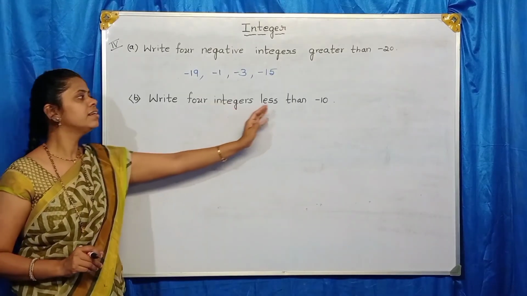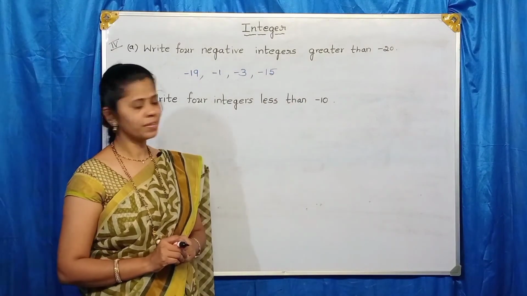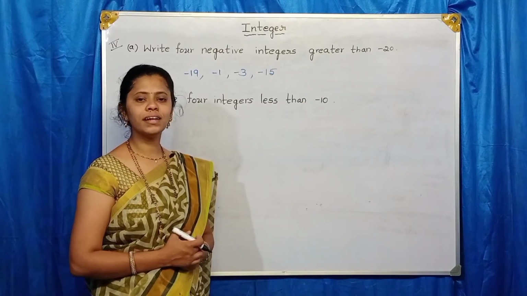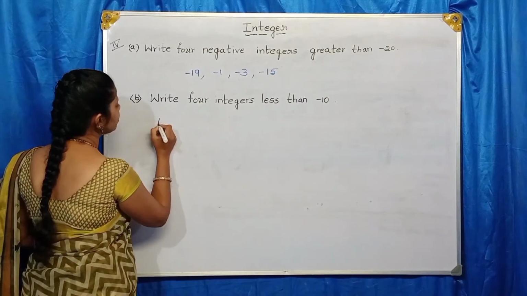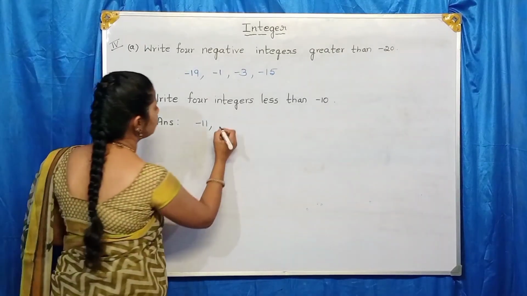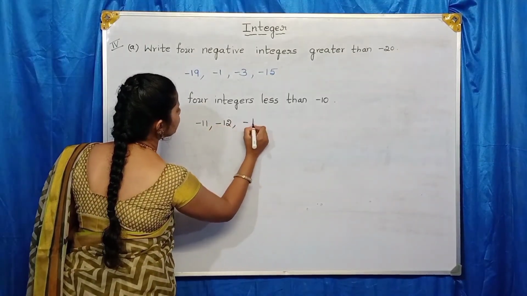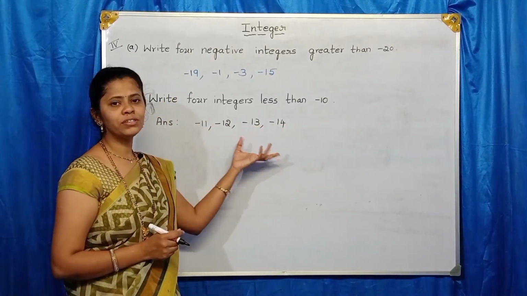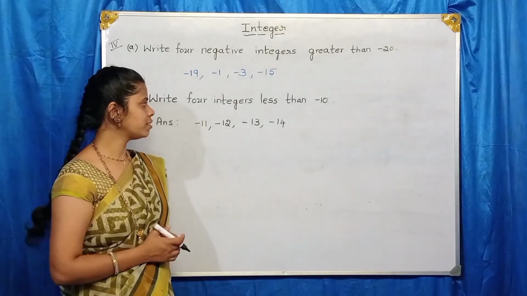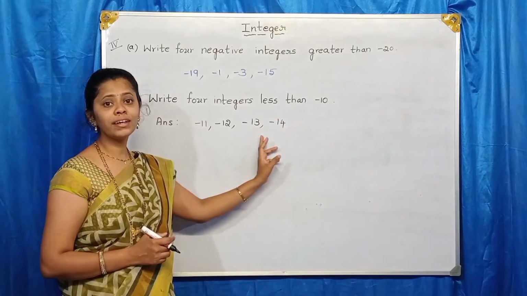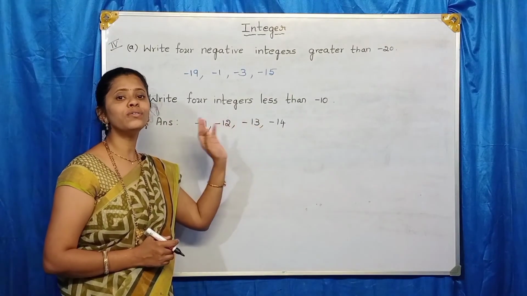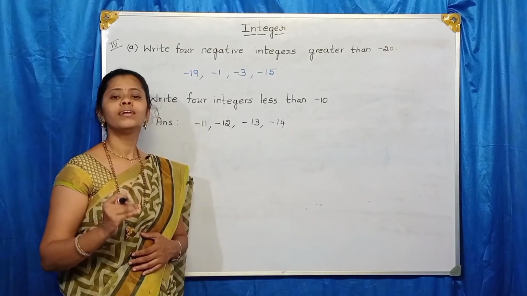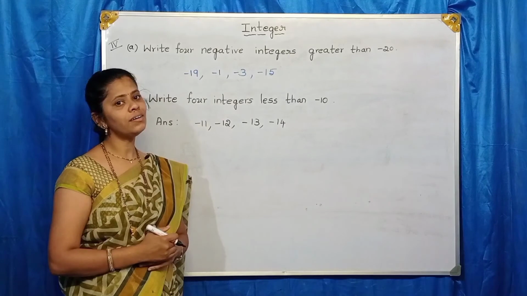Write 4 integers less than minus 10. Okay. Here we have to write the integers which are less than minus 10. So our answer is minus 11, minus 12, minus 13, minus 14. No need to write the same numbers. You can take any of your choice. But the numbers must be greater than 10 with a negative sign. Because the rule says that in a negative integer, greater the number, smaller is the value.